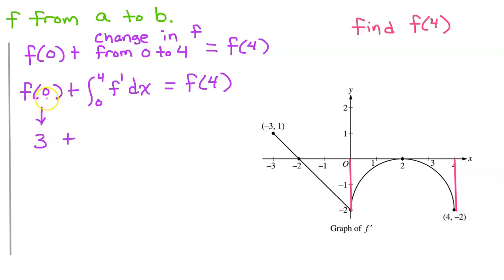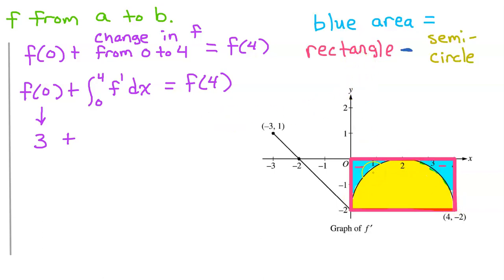We already know that f of 0 is 3. So we just need to find the value of this integral. Remember that the integral of f prime is going to be the area between the function and the x-axis. And keep in mind that because this area is below the x-axis, it will have a negative value. We can calculate the blue area that we want using the area of the outer rectangle and the area of this semicircle on the inside. Specifically, the blue area will equal the rectangle minus the semicircle.